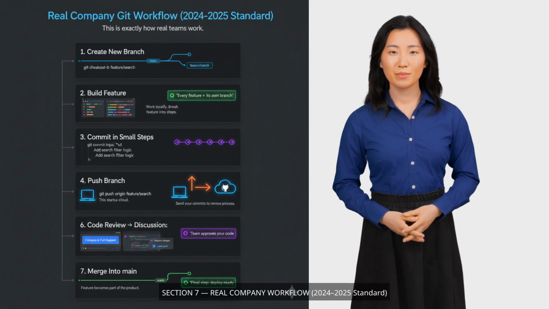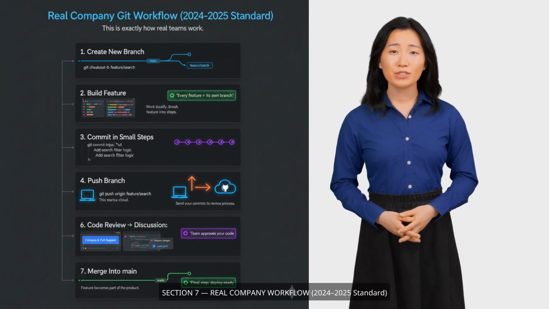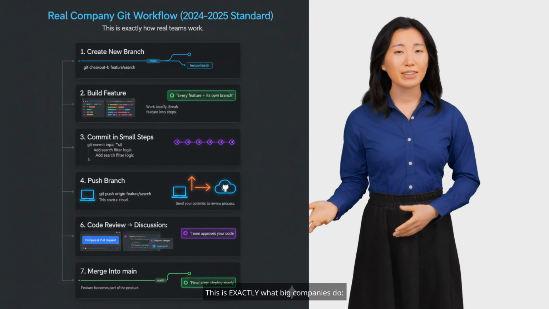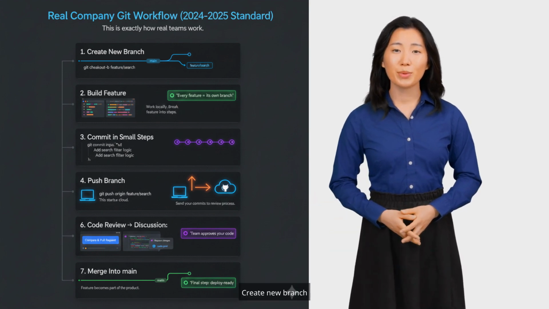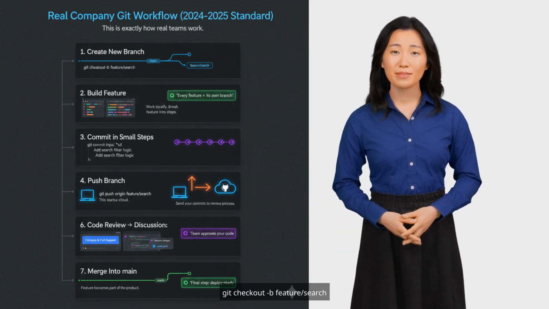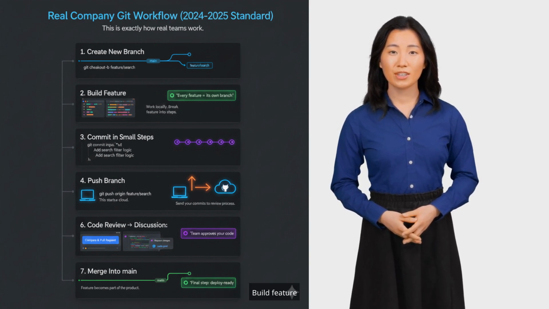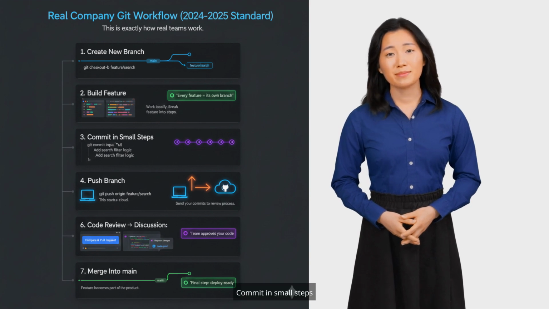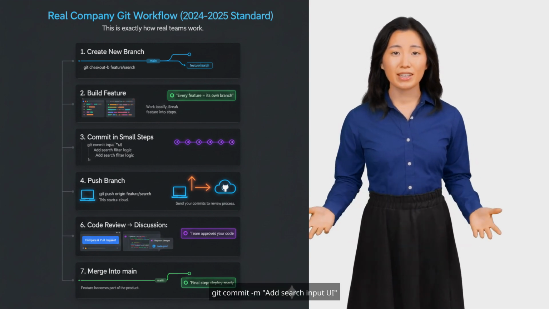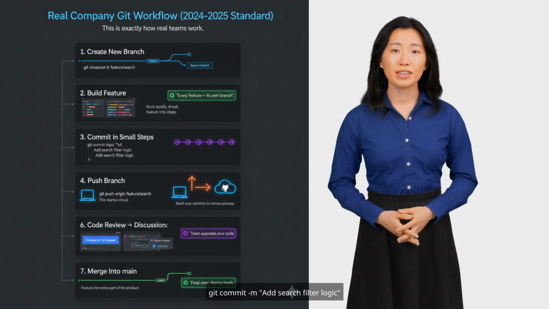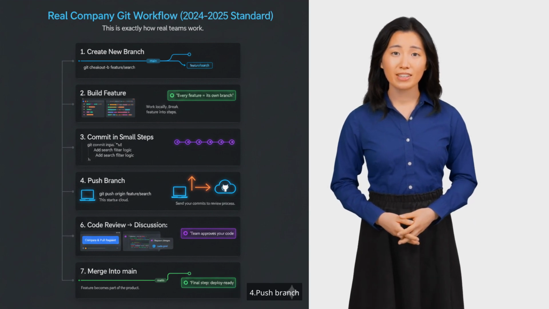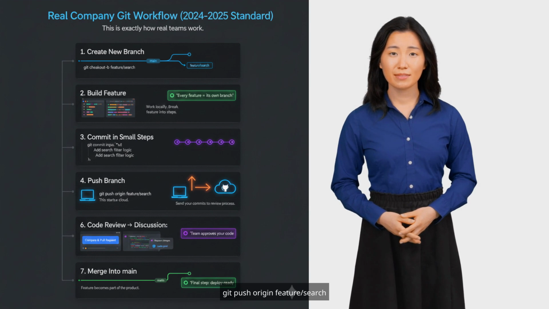Section 7. Real company workflow. 2024 to 2025 standard. This is exactly what big companies do. 1. Create new branch: git checkout -b feature/search. 2. Build feature. 3. Commit in small steps. git commit -m "add search input UI". git commit -m "add search filter logic".